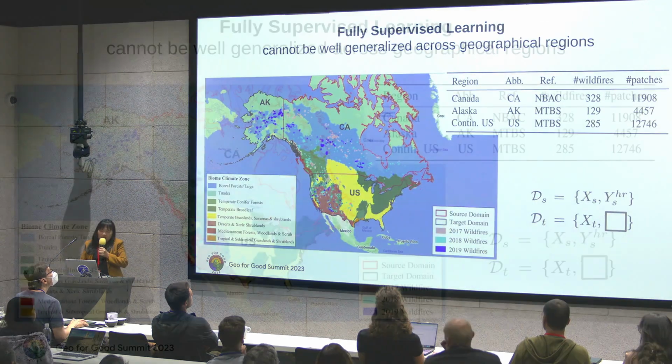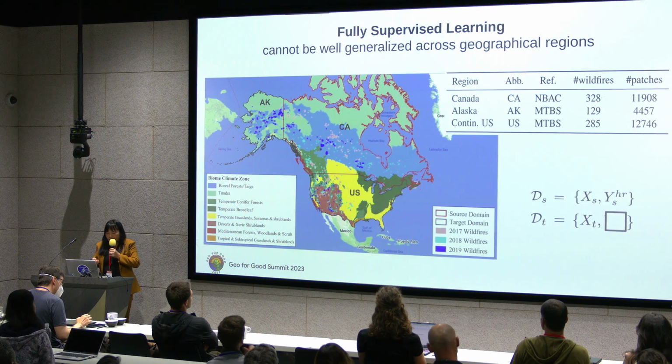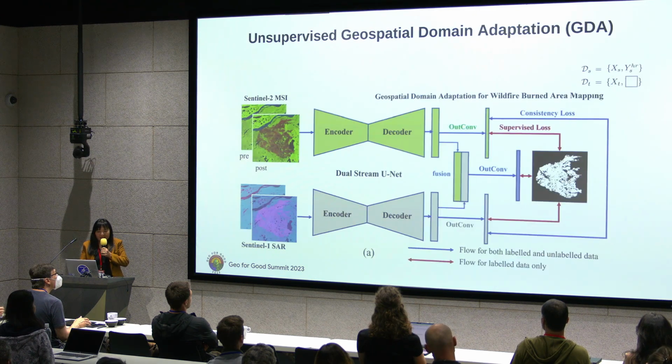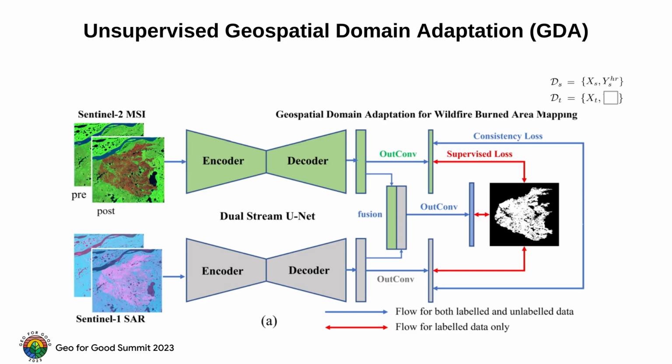We also have good labels. Using deep learning, we need a lot of labels. So it's really important to look at how we make these deep learning models work not only in the US and Canada, where we have good labels, but also globally. So we have developed an unsupervised geospatial domain adaptation approach for this, using unlabeled data to also help with the training.